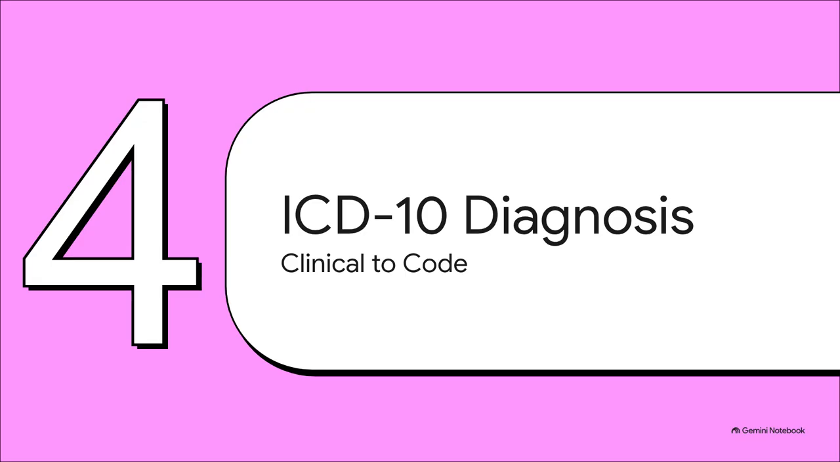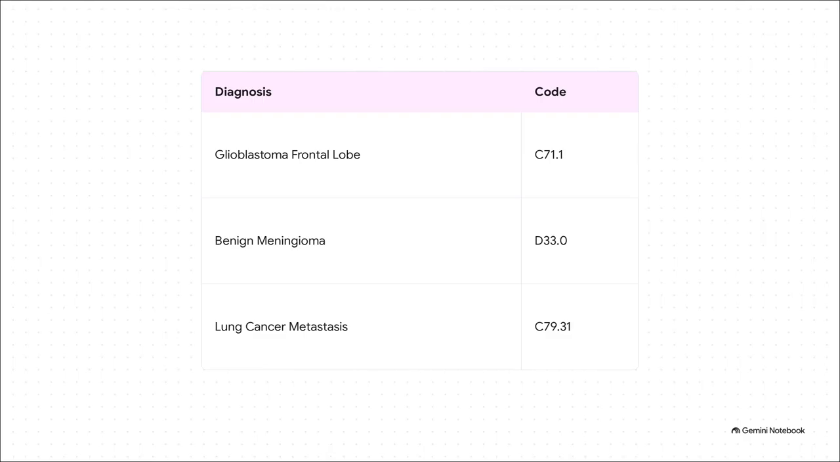Section 4. Mastering ICD-10 Diagnosis Codes, Clinical to Code. Now we take all of this clinical and anatomical intuition we've just built and apply it directly to our ICD-10 diagnosis coding frameworks. Let's walk through some exact clinical scenarios, translating the specific site, behavior, and origin into definitive alphanumeric diagnostic codes. Say you have a diagnosis of a glioblastoma located in the frontal lobe.